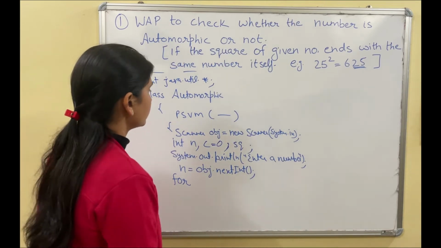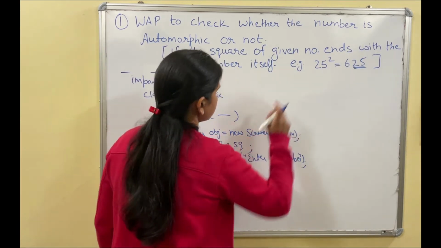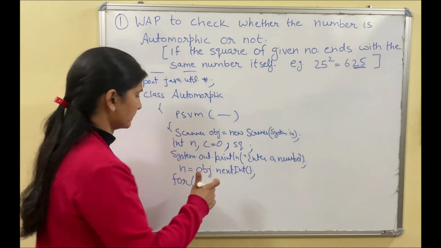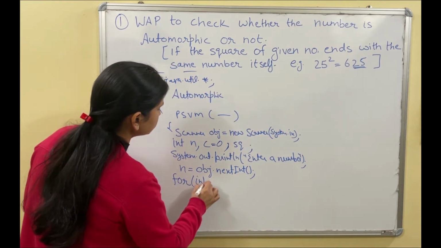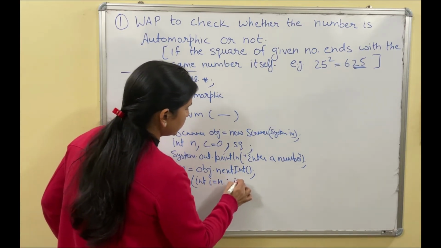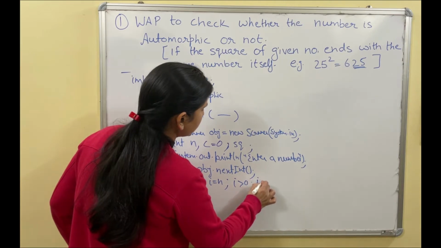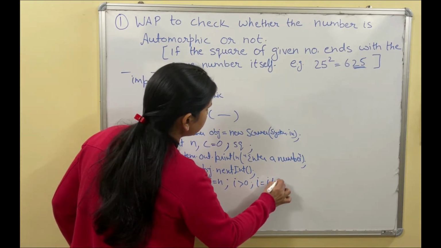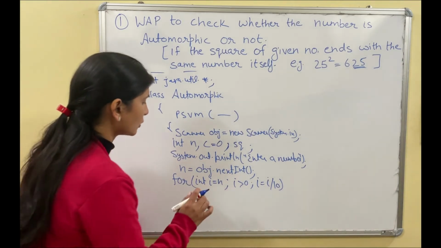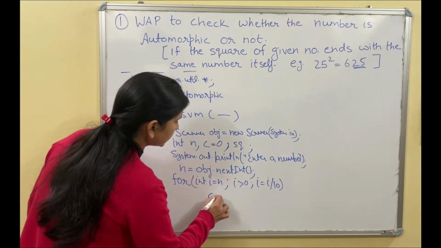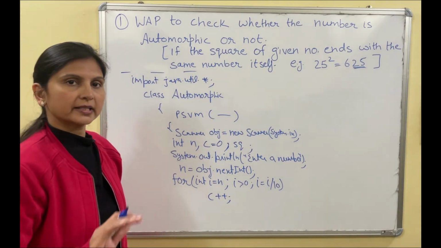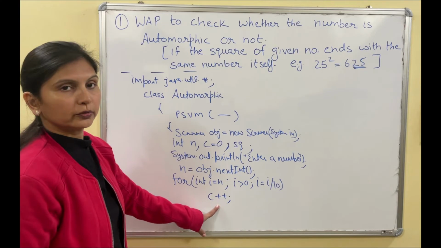First I am counting the number of digits. So the same loop we will apply as we used in digit extraction. For int i equals n, i greater than 0, i equals i divided by 10. And we just need to use the counter variable. We used to increment it by 1, C++. No need to extract digits, nothing you have to do, only the counter you will apply.